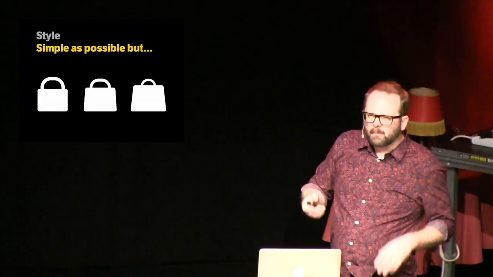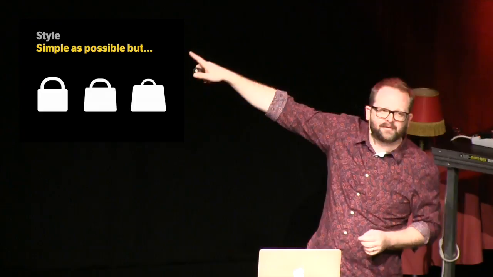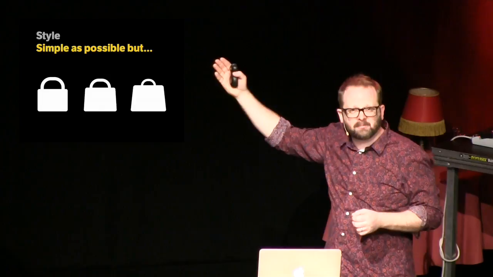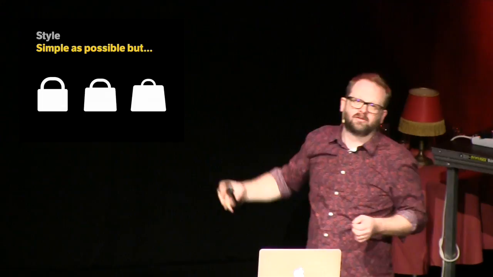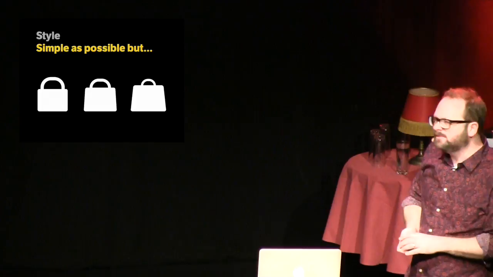So let's take, for example, on the far left here, we have a padlock for security. In the middle, we have a shopping bag. And on the far right, we have a 20-ton weight for weight. Now, they are very, very similar. So this obviously has gone too simple.